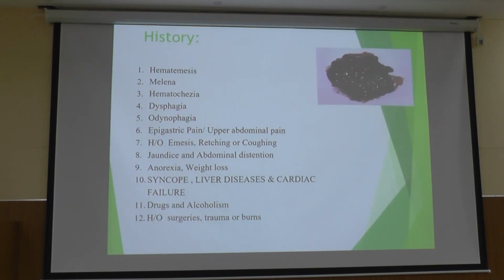In history, what we take is a history of hematemesis. As she already explained, hematemesis is blood in vomit, then melena, then hematochezia, dysphagia, odynophagia, and all of this. And the main thing we should consider is there will be anorexia, then syncope, and due to severe anemia, the patient will be very weak.